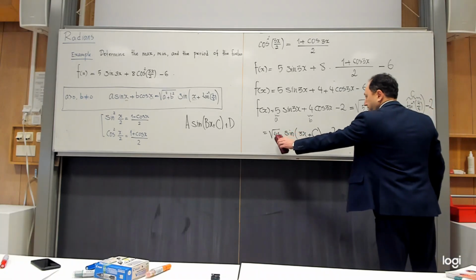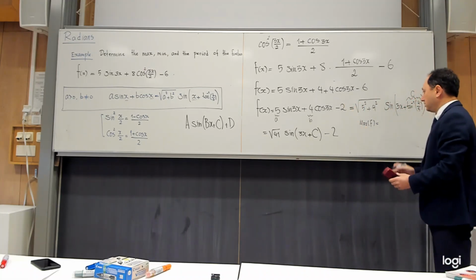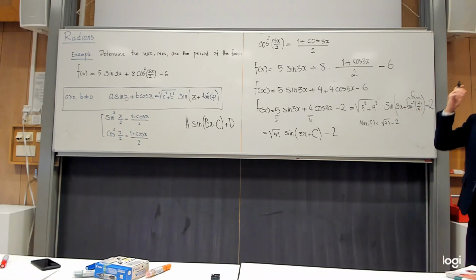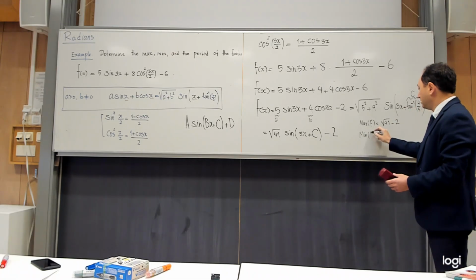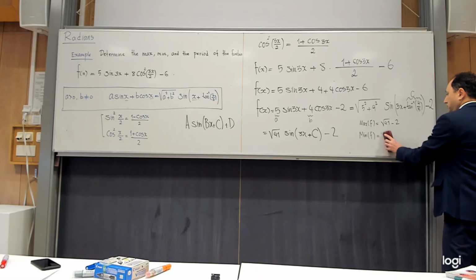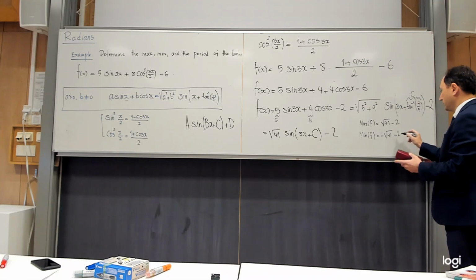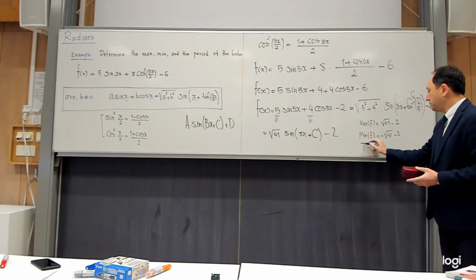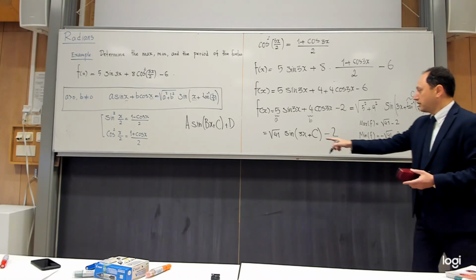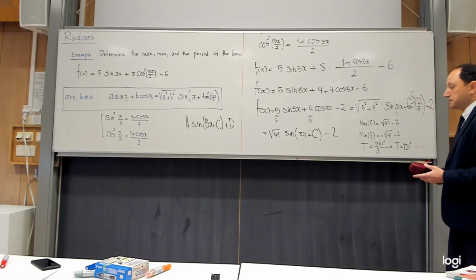The maximum happens when this reaches its maximum. But sine's maximum is 1. So this becomes the square root of 41 minus 2. This is the highest value of the function. And if I ask you what is the minimum value, what should I write? The minimum value of sine is negative 1. So it becomes negative square root of 41, minus 2. That's the minimum. And if I ask you what is the period, you will get the formula. So this becomes 360 degrees divided by b. So this means that the period is 120 degrees.